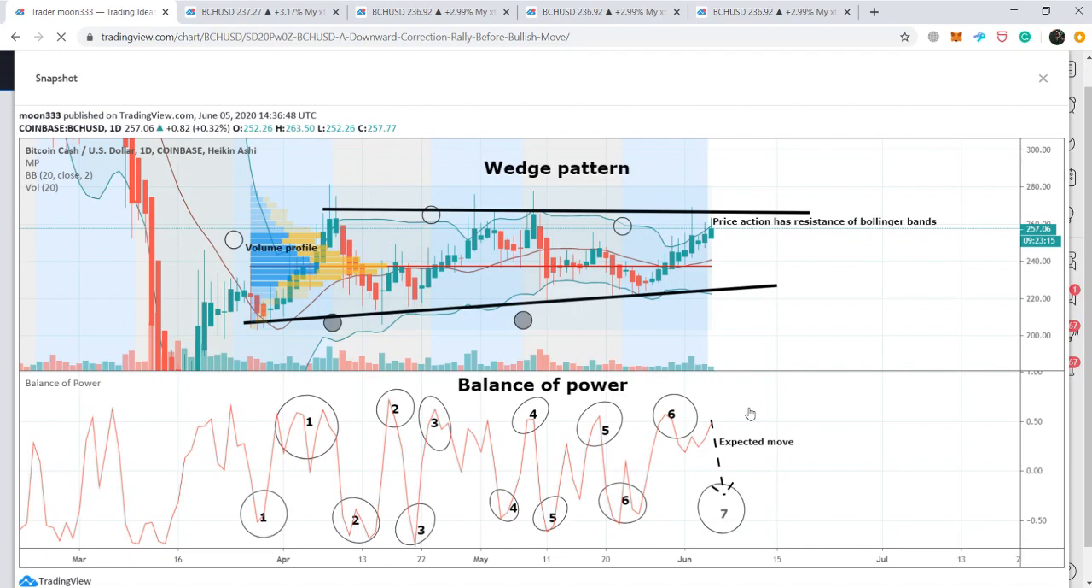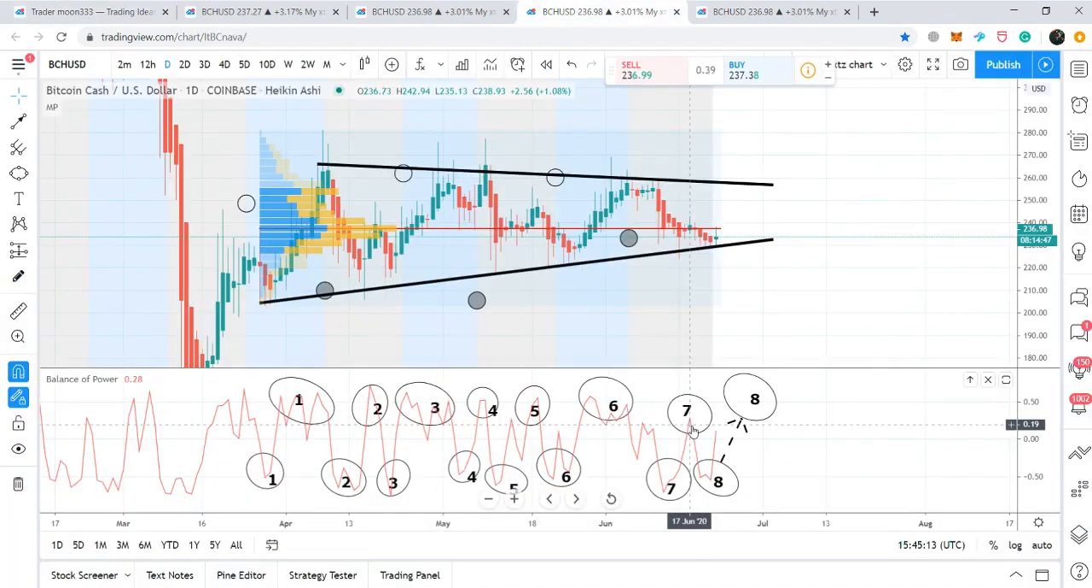And after that, we have seen again that the balance of power moved up for the 7th time. The price action did not reach up to the resistance, and it moved down again, and now it is moving up again. This time I'm expecting that the price action will move up to the resistance of this channel, because we have already bounced several times from the support, and at this time the price action is likely to gear up. We are also having a bullish candlestick at this time.